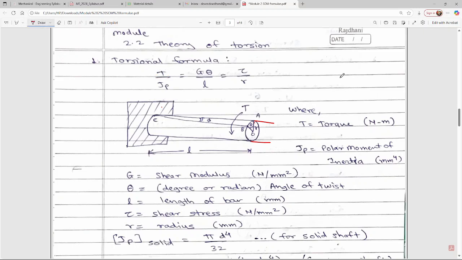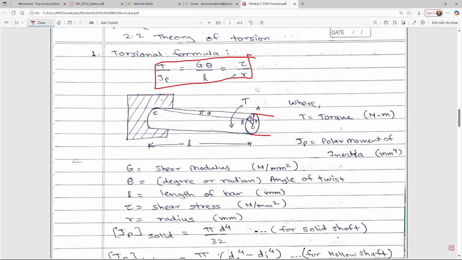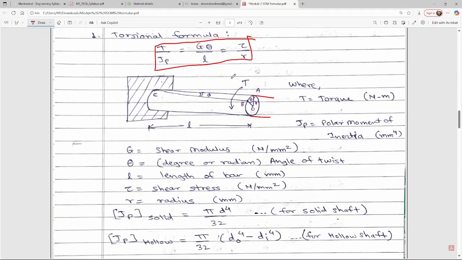So here is T by Jp. This is the torsional formula, only one formula in the full torsion topic. You have to learn this by heart, and it is a very easy formula. T by Jp is equal to G theta upon L. G means shear modulus, also called modulus of rigidity. Theta will be the angle of twist.